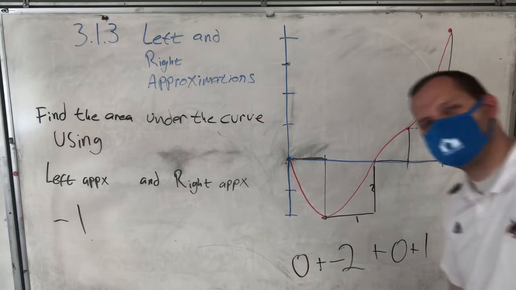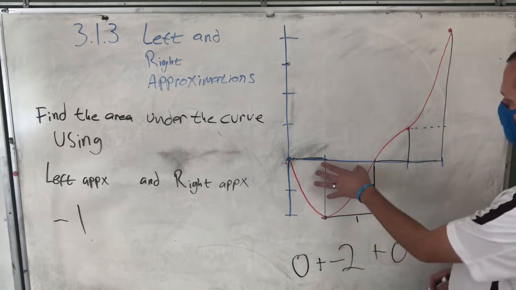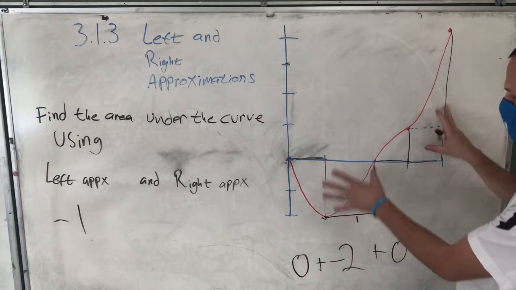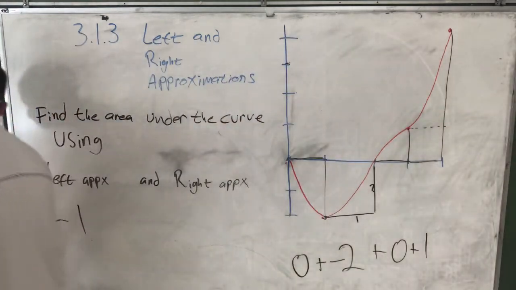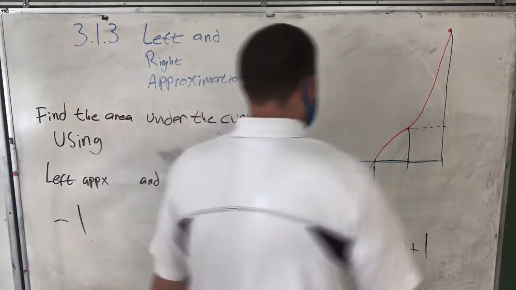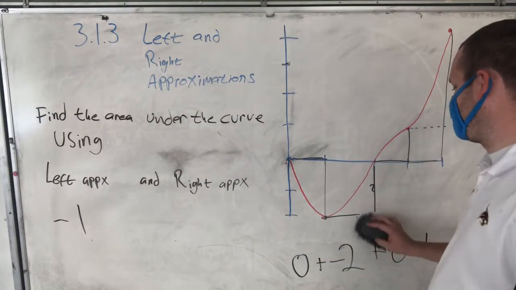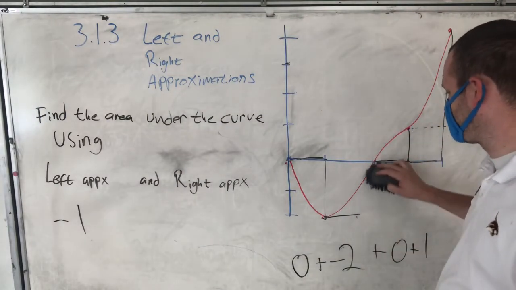Does that seem right? If this is negative, this is positive, does it equal out to be negative 1? I don't know. Remember, this is just approximating. This is not telling us exactly what the answer is, okay?